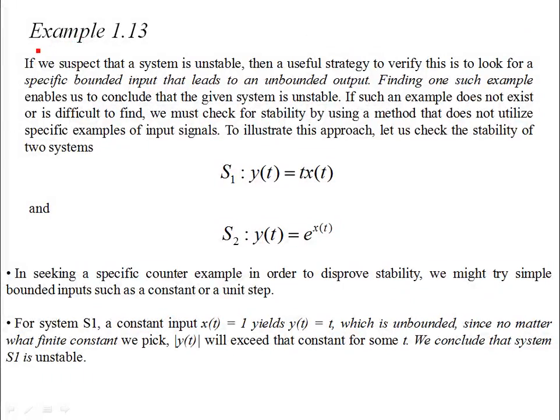This is example 113 from the course text, and the idea is how you can use the bounded input, bounded output criterion. You can use this criterion to characterize the system as stable or not. What we've discussed previously is that for stability, if a bounded input leads to a bounded output, the system is stable, not otherwise.